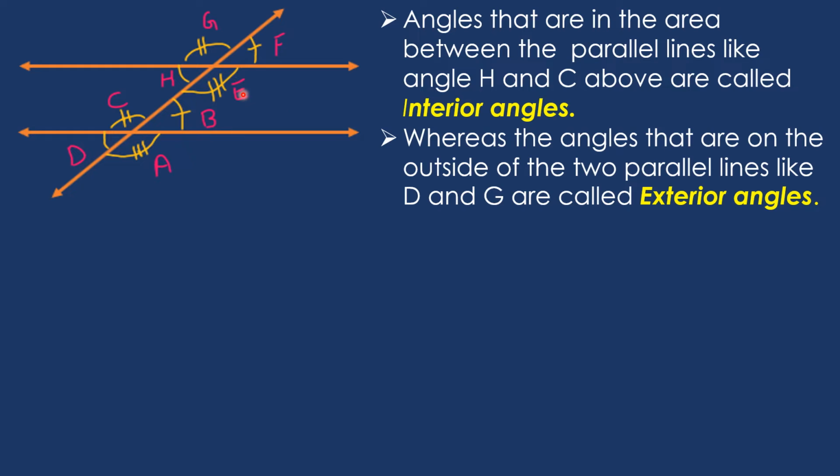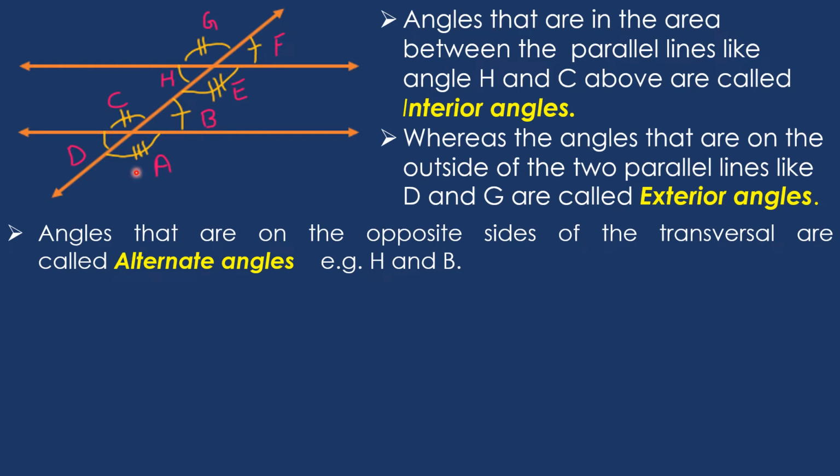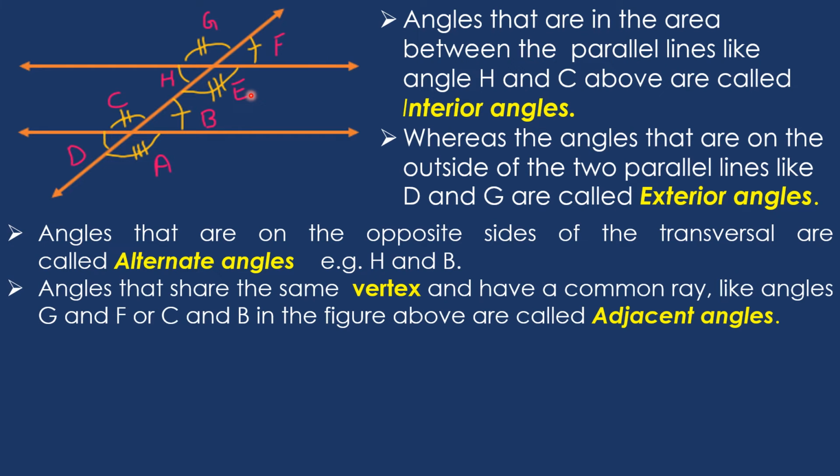Similarly, we have interior angles B and E, and A and F are exterior angles. Angles that are on the opposite sides of the transversal are called alternate angles. For example, angle H and angle B are on opposite sides of the transversal, therefore they are said to be alternate angles. Similarly, angle C and angle E are also alternate angles.